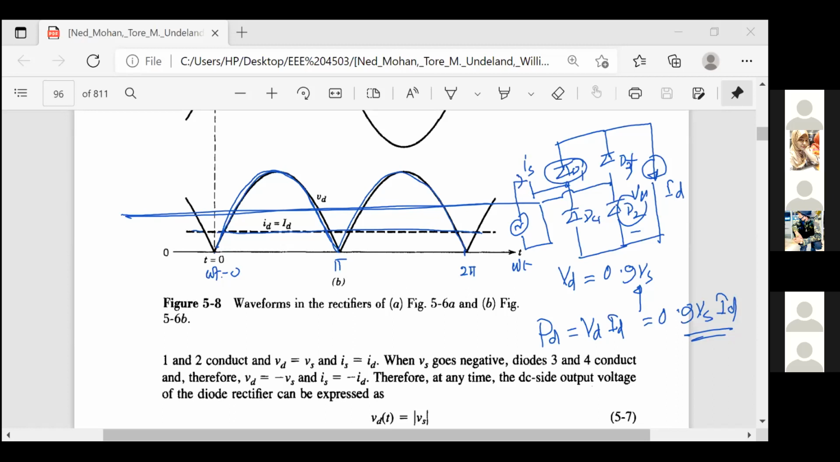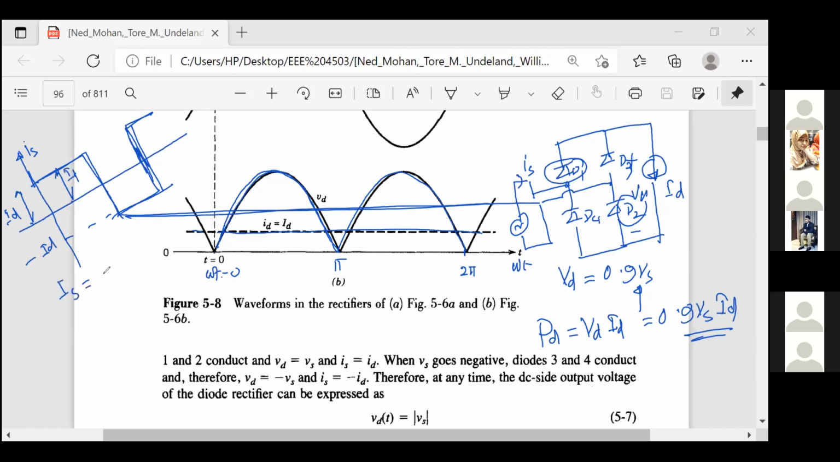Now I want to ask one question to you. Suppose your IS will have the wave shape like this. This will be your IS, and this is your say ID, and this is your minus ID. What will be the RMS value of this one if it is ID? What is the RMS value of the total? ID, positive ID. Yes. Okay.